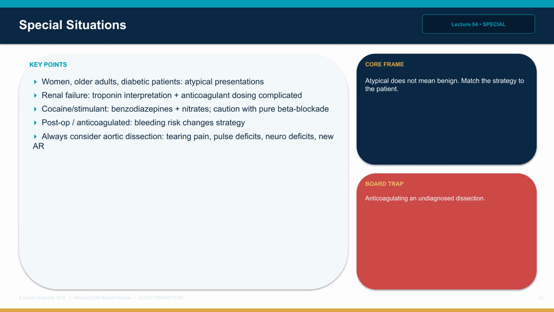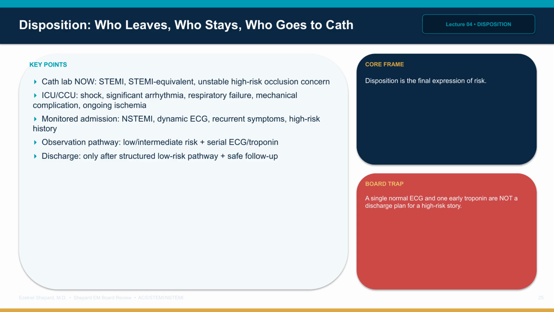And always keep aortic dissection in mind when the story includes tearing pain, pulse deficits, neurologic deficits, new aortic regurgitation, or other dissection clues. Disposition is the final expression of risk. Cath lab now for STEMI, STEMI equivalent, or unstable high-risk occlusion concern. ICU or CCU for shock, significant arrhythmia, respiratory failure, mechanical complication, or ongoing ischemia.